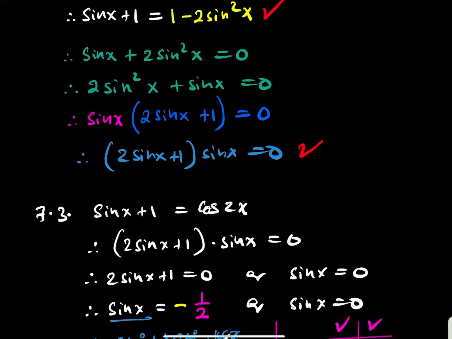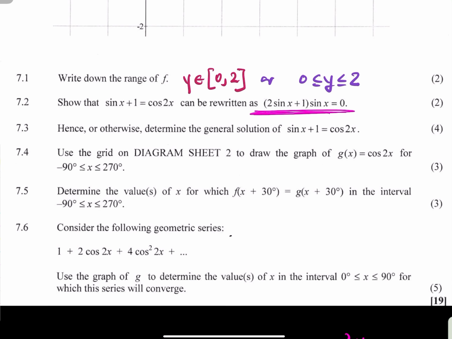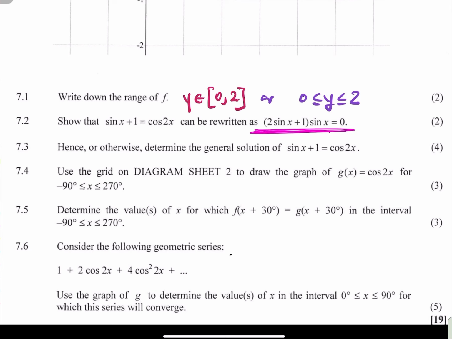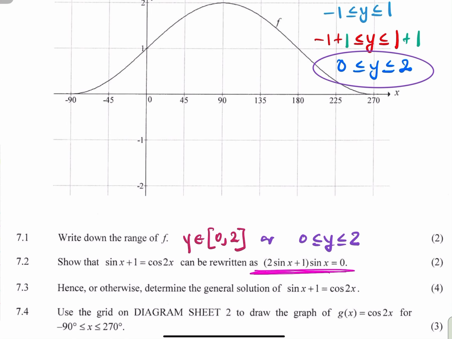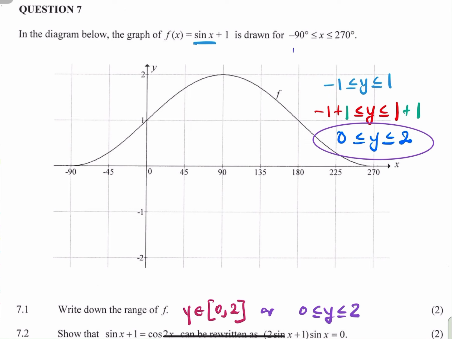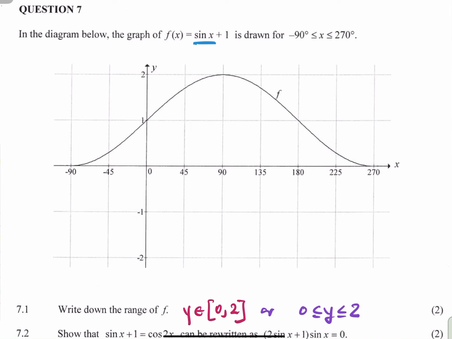Now, we look at the next question. What are they saying? They are saying to use the grid on the diagram sheet to draw the graph of g of x, which is equal to cos 2x, for that scale. So you want to graph cos 2x. Let me erase this one as well as this one. I want to graph y equals cos of 2x in this scale here.